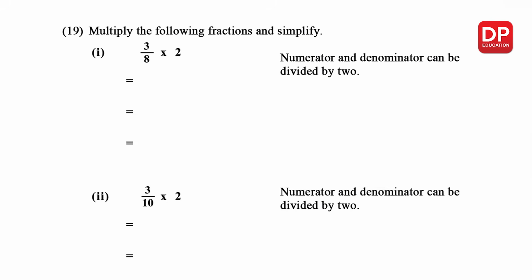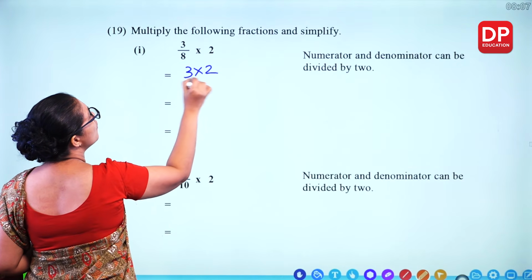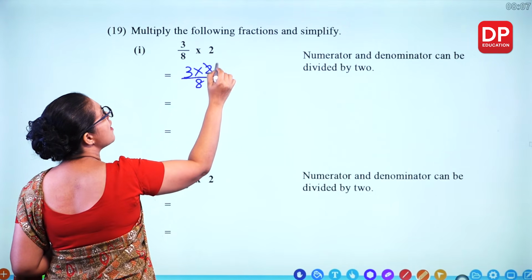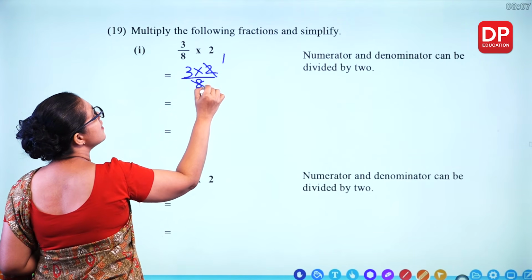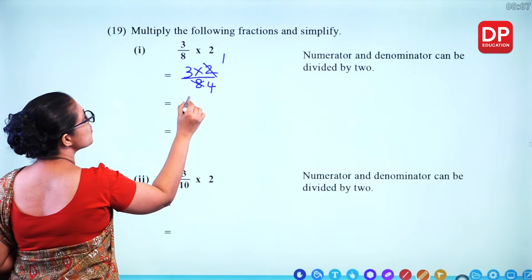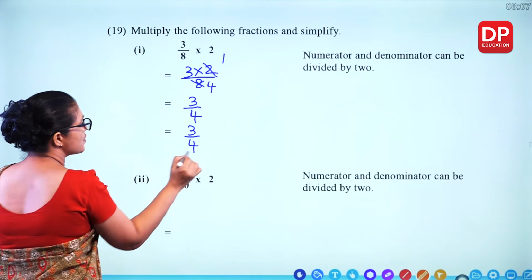Multiply the following fractions and simplify. Numerator and denominator can be divided by 2. 3 times 2 first, over 8. Now you can see 2 and 8 divided by 2. You get 1 and 4. Now multiply the numerator, 3 times 1, 3 and 4. So what's the answer? 3/4.